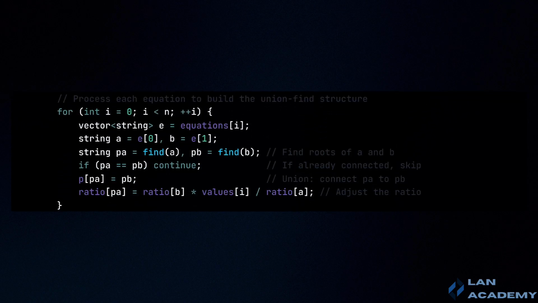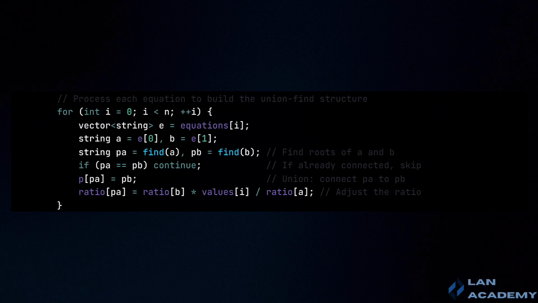Next, we process each equation to unify the sets of the two involved variables and adjust their ratios accordingly. For each pair of variables, we use the find function to determine their respective parents. The find function not only finds the root parent of a variable, but also applies path compression, which flattens the structure of the union-find tree, making future queries more efficient. If the parents of the two variables are different, we merge the sets by making the parent of one variable point to the parent of the other. This union operation ensures that the two variables are now in the same group.